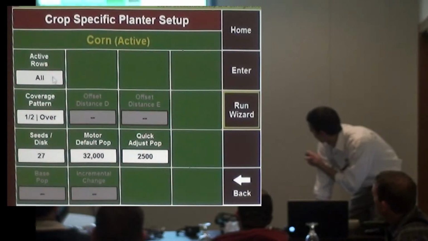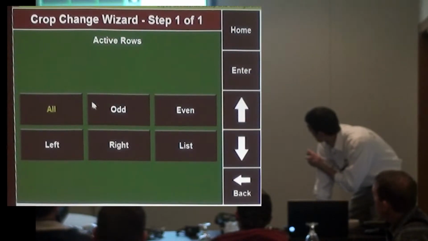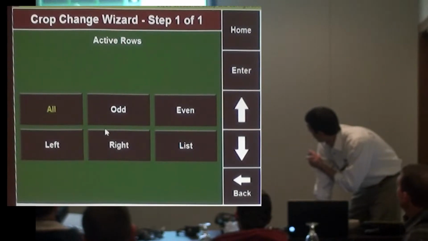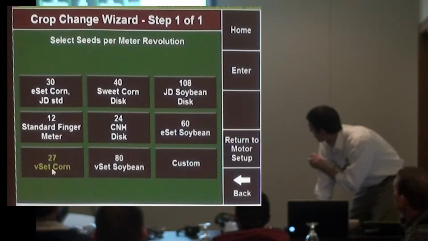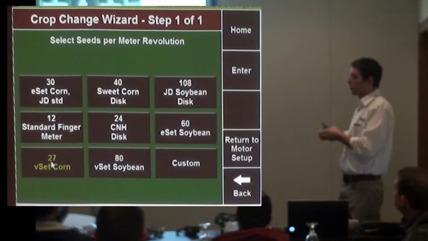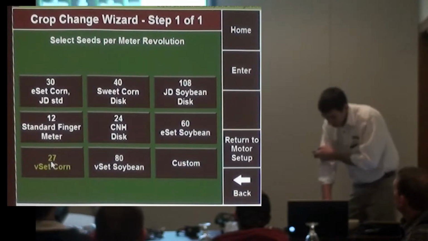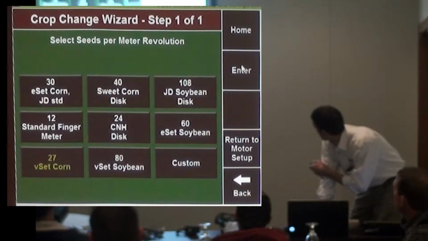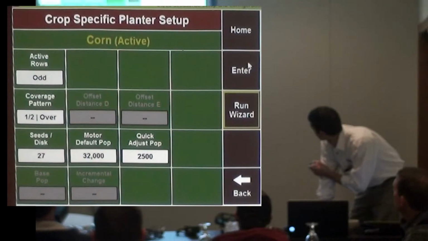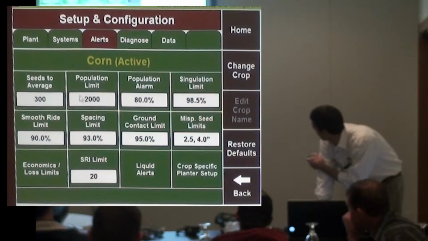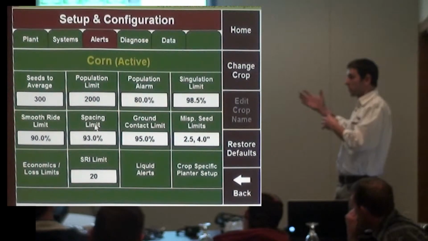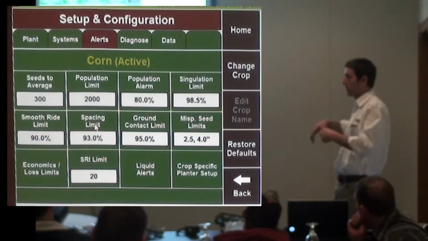Active rows for corn might be odd on a split planter, and then you got to tell it how many. That would be for a V set, a 27-hole disc. How many seeds per revolution is it looking for? You got to tell it that. So then, if you do that, whenever you make corn active, those settings will automatically pre-populate.